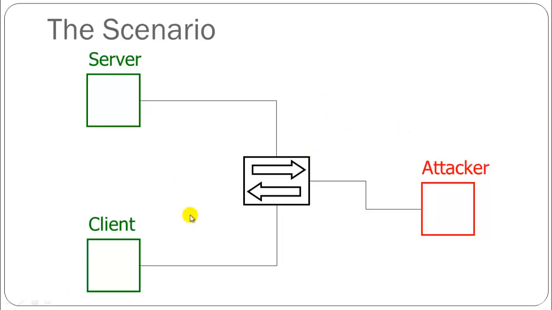This is the server, this is the client. The client tries to access the server, but you are sitting in between, and most of the time this happens in public Wi-Fi hotspots. So let's say, for example, this is a McDonald's, and you are trying to use the open Wi-Fi hotspot that they have, which is most of the time open, and this is the attacker, that is me, sitting over here.